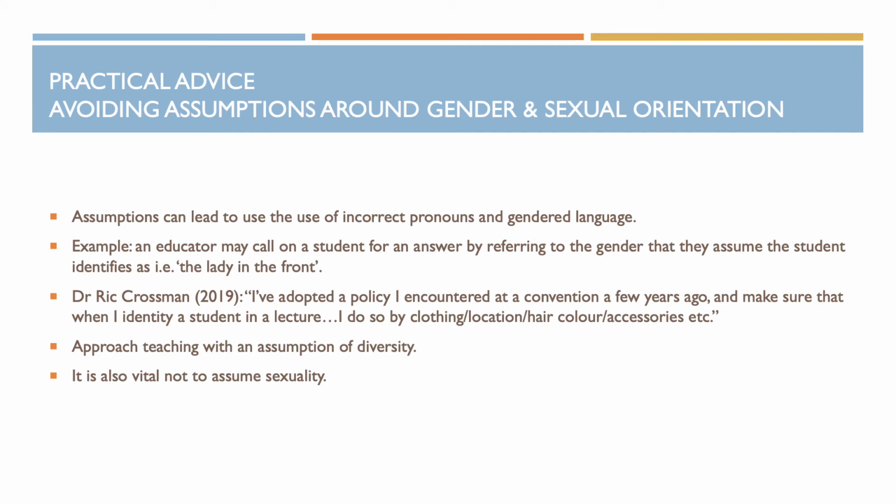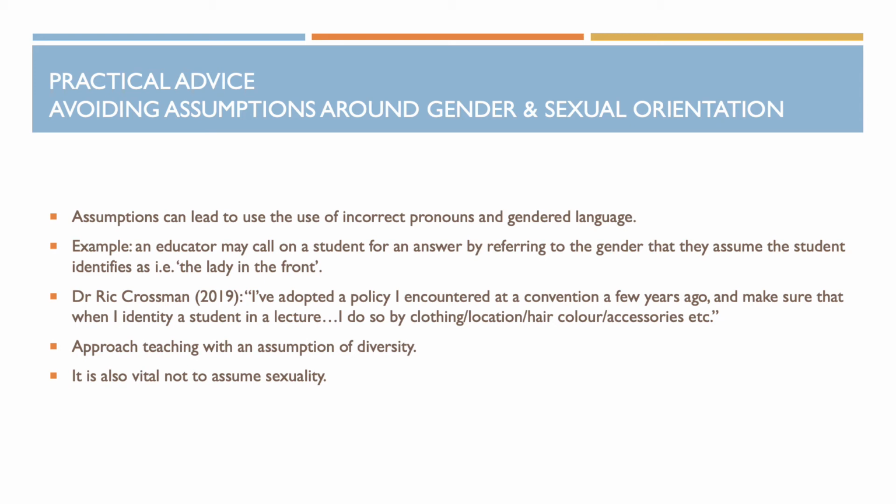So there's a few more concrete suggestions I can make that could allow trans and gender diverse students to feel included by students and staff. So assuming how somebody identifies can lead to the use of incorrect pronouns and gendered language when referring to them. It can be really easy to do this. For example, educators may choose to call on students by referring to the gender that they assume that student identifies as. For example, calling on the lady in the front. It's incredibly important to ensure that you do not assume somebody's gender identity, as this can be damaging for students and make them feel really excluded.